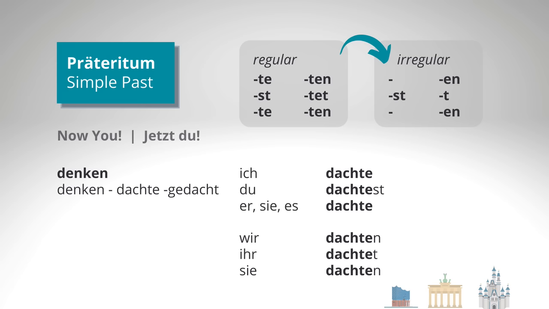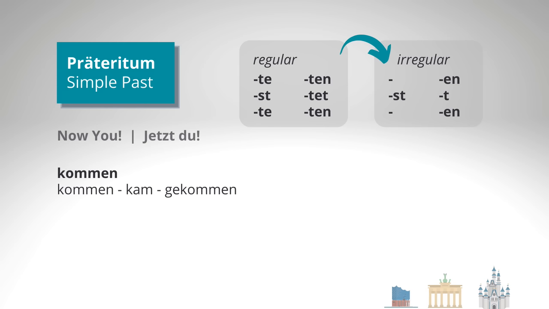Let's have one more, the verb kommen, to come. The three forms of kommen are kommen, kam, gekommen. Based on that, how do you conjugate kommen in the Präteritum? If you like, you can pause the video and try for yourself.